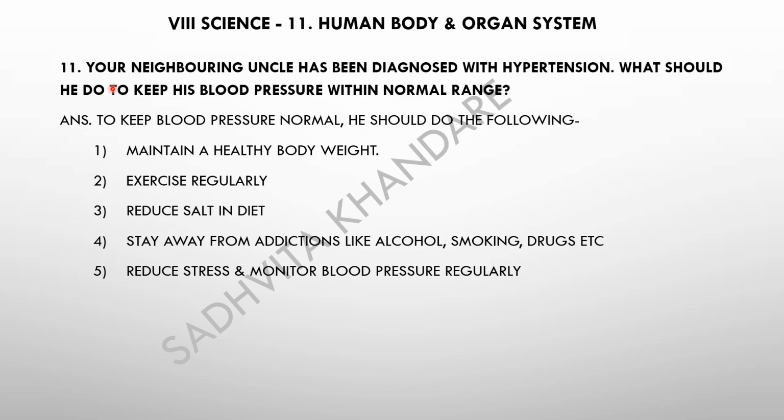Last question, children. Your neighboring uncle has been diagnosed with hypertension, high blood pressure. What should he do to keep his blood pressure within normal range? To keep blood pressure normal, he should do the following. Maintain a healthy body weight. Exercise regularly. Reduce salt in diet. Stay away from addictions like alcohol, smoking, drugs, etc. Reduce stress and monitor blood pressure regularly.